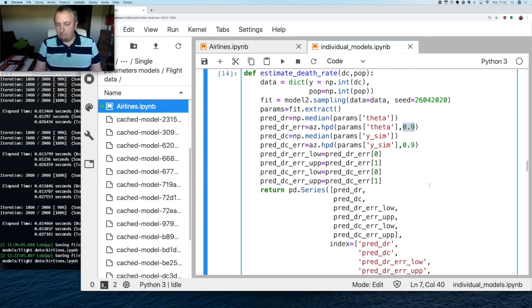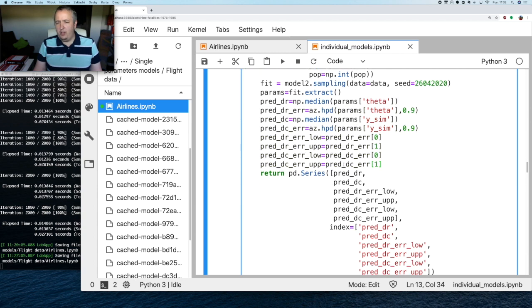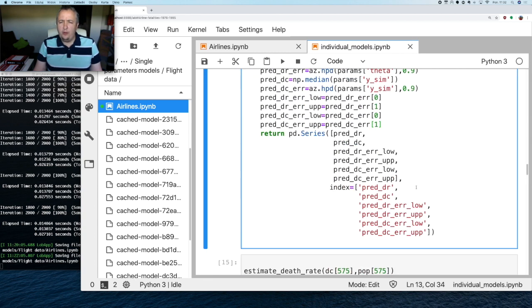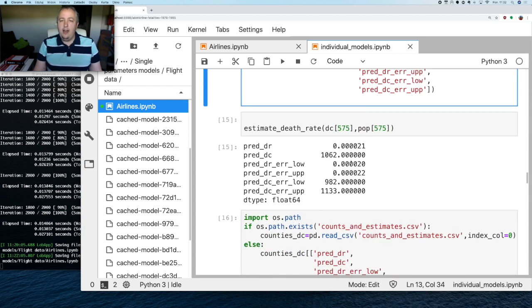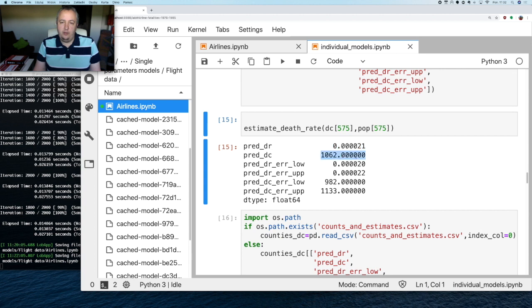And we have this situation here. We just create this data frame. It doesn't look too pretty, but it fulfills its purpose. And for example, for this county before, we can predict the death rate, predict the death count, and with error bars for each value, so getting the lower and upper bounds of the confidence interval.